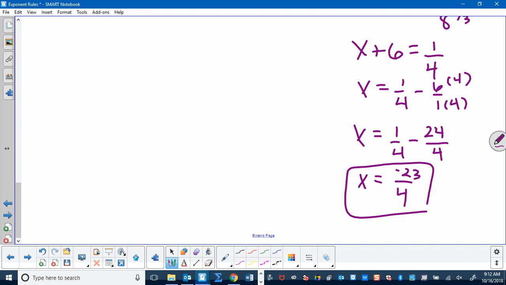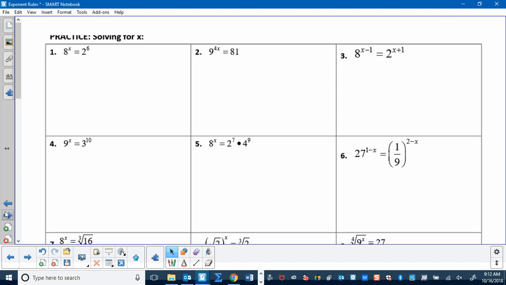I'm sorry that your previous math teachers let you use calculators all the time and that you forgot how to work with fractions. I'm so sorry. All right, next page. I know you're exhausted.